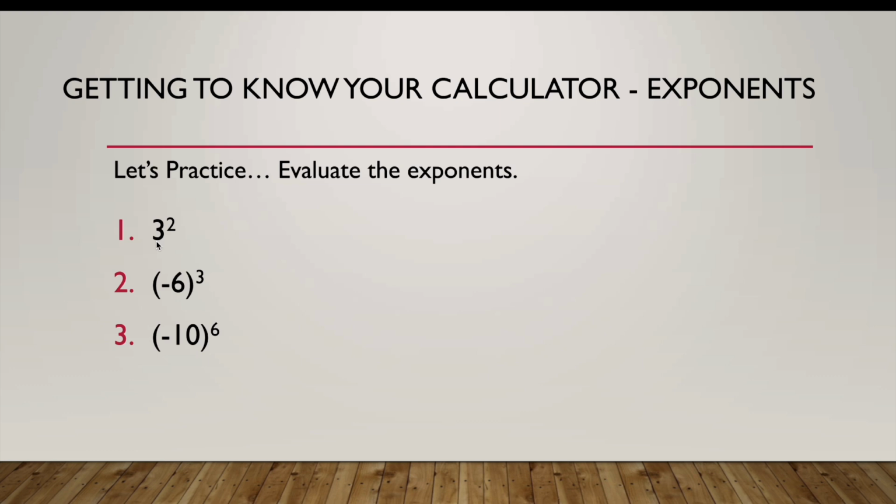Take a moment to plug these exponents into your calculator and ensure that you've gotten the correct answers. 3 squared should give you 9. Negative 6 cubed should give you negative 216. And negative 10 to the 6th should give you 1 million, or 1.0 times 10 to the 6th if it's coming out in scientific notation.